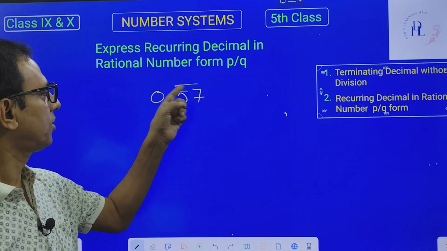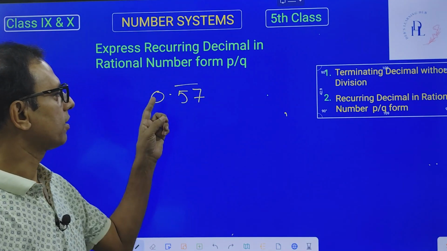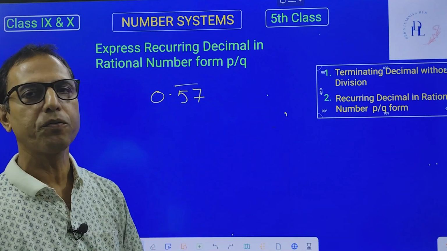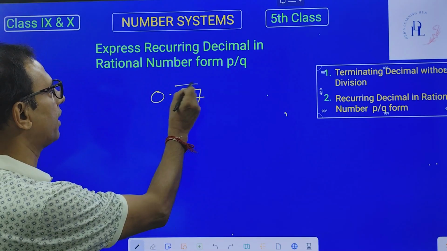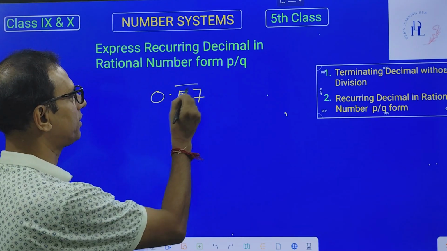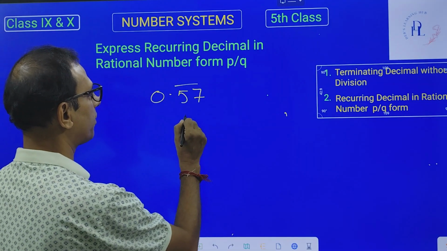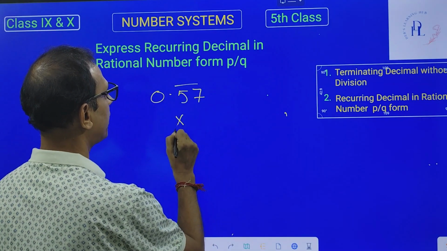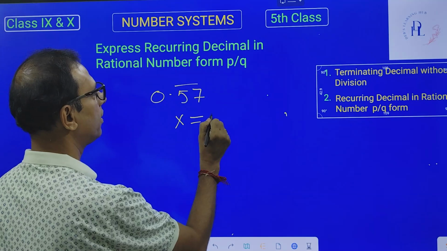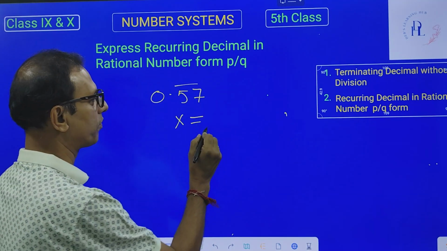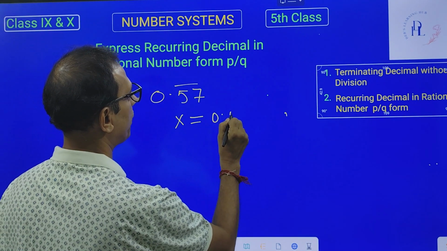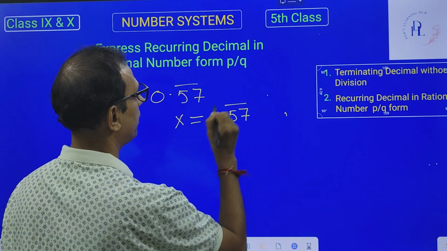Another example, let's say 0.57 that you are asked to express in the form of rational number p by q. First thing you do is assume this number as x, with one variable, right? 0.57. This is a recurring one, right?